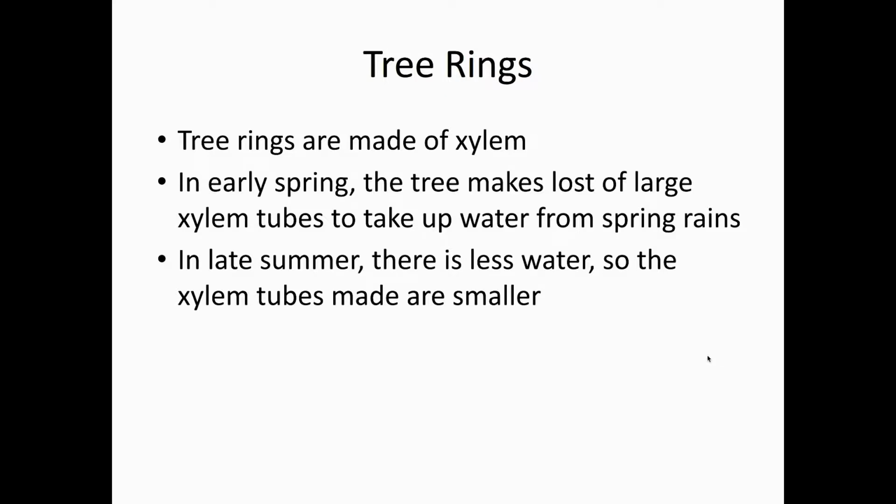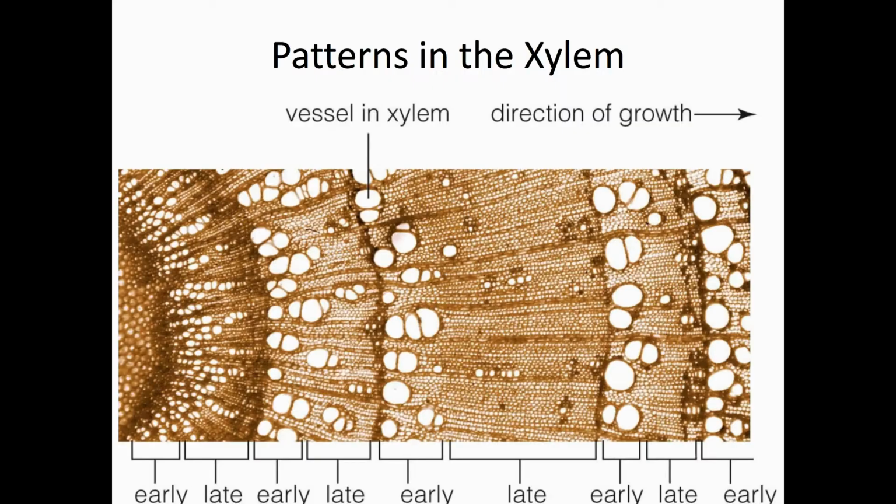Okay, so tree rings are made of xylem. In most areas of the world, early spring is where it is the rainiest. So this is where the tree has plenty of liquid, so it needs big straws to suck it up. It makes lots of large xylem tubes to take up the water from the spring rains. But in late summer, there's less water, so the xylem tubes made are smaller.